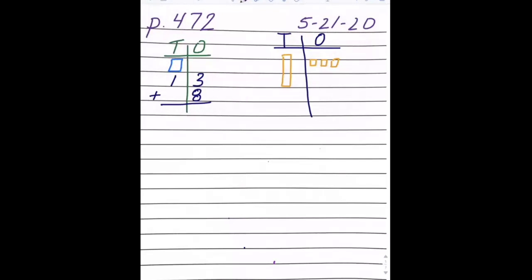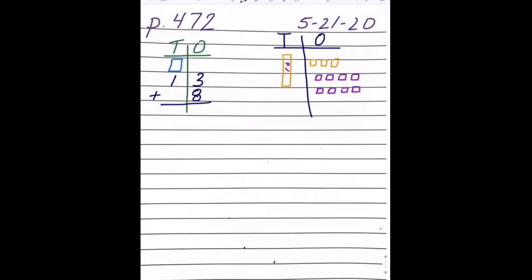Okay, so 13 plus 8. So I have 13, one group of 10, and three ones. Now 8, I have 8 ones. 1, 2, 3, 4, 5, 6, 7, 8. Okay.